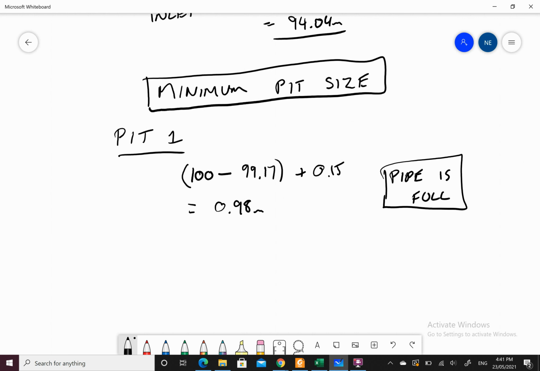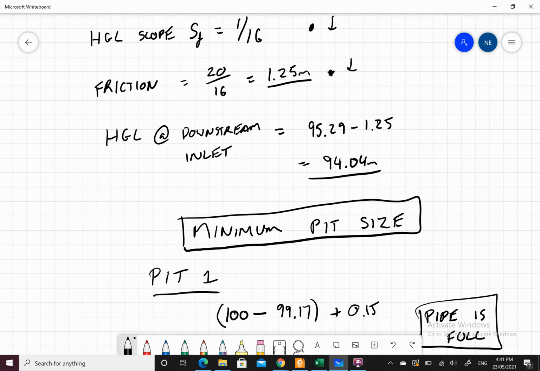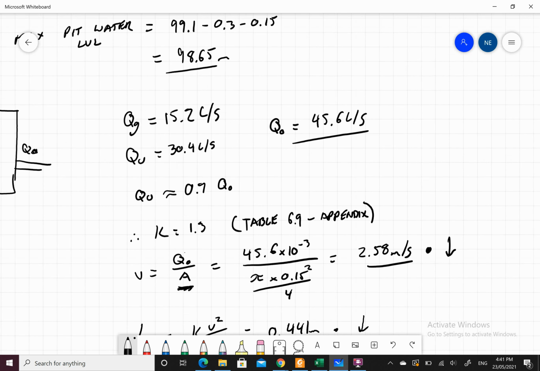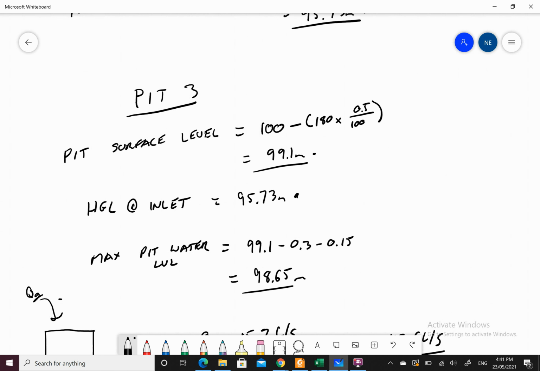So we can go through and do this for all of them. So let's take pit 3, you can do pit 4 and pit 2. So let's look at pit 3. So my top of pit 3 is equal to 99.1.